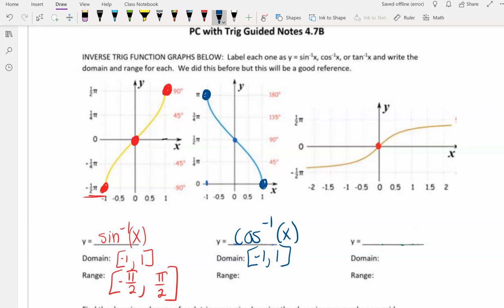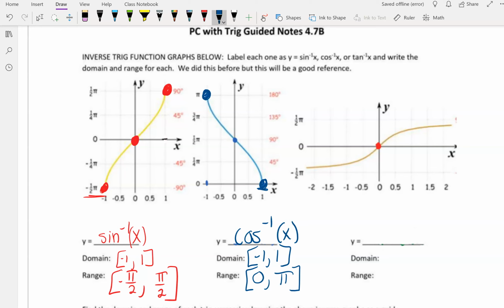And then range is how high up and down it goes. The lowest possible point down here is 0. And then it goes all the way up to pi. Remember your principal values for inverse cosine are in quadrants 1 and 2, from 0 to pi.